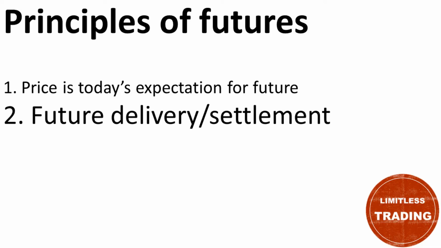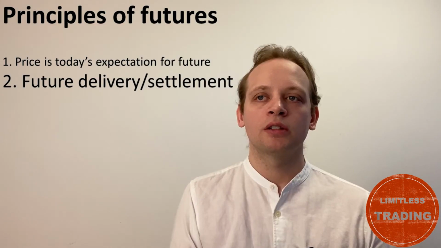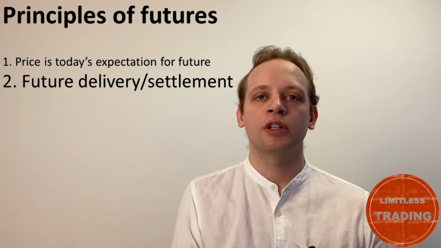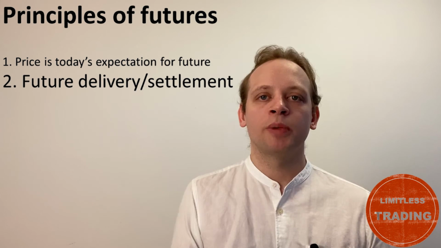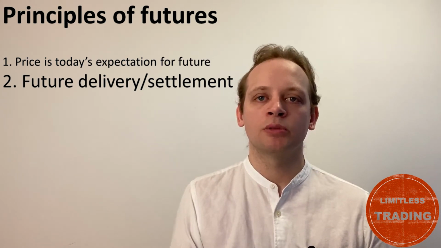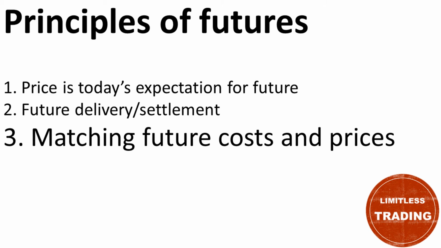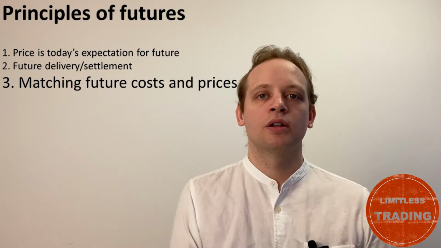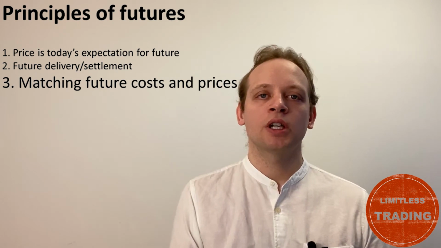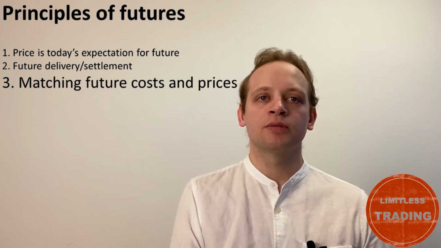The second principle is that futures are settled or delivered at some point in the future. Some futures have physical delivery, and we'll look at some of those examples in the coming minutes. Some are cash settled, which means buyers and sellers just get the amount of cash or have to pay the amount of cash in order to bring their cash balance in line with their P&L. And the third principle is that they match future costs and prices. They could also match future prices with today's cost, or future costs with today's prices. It just depends on how you look at it and what side of the business you're in.